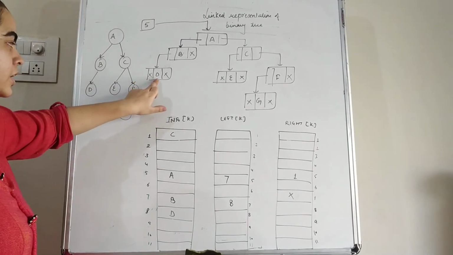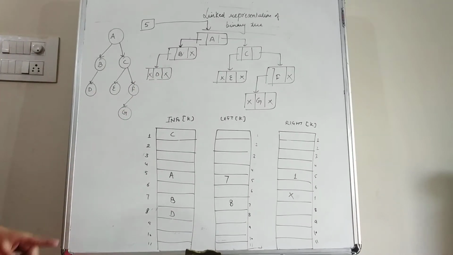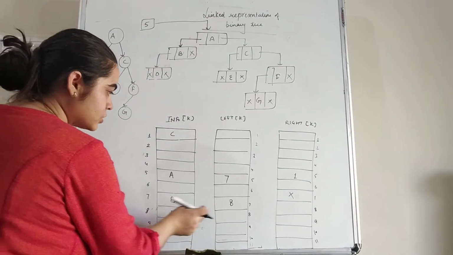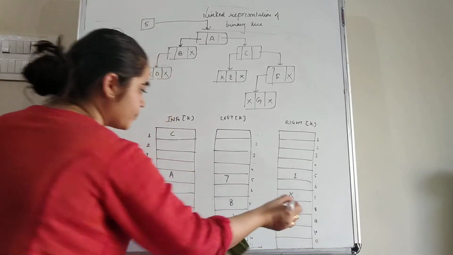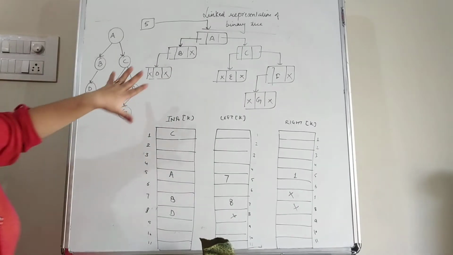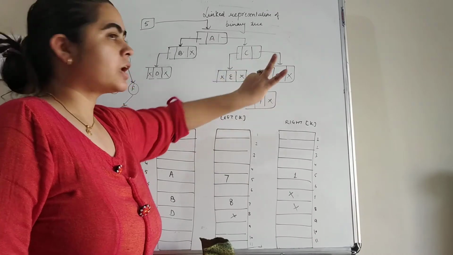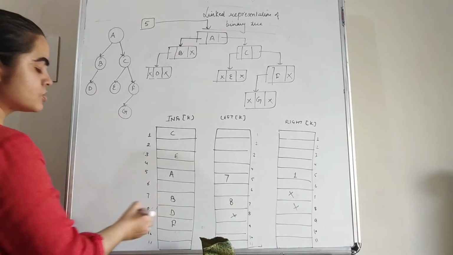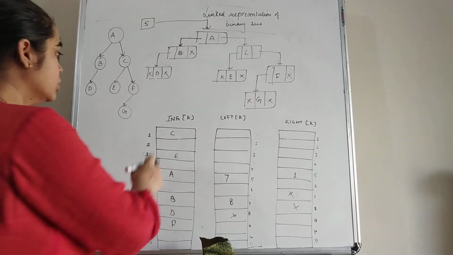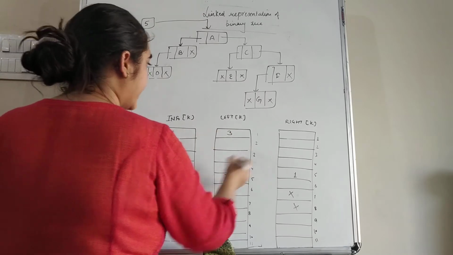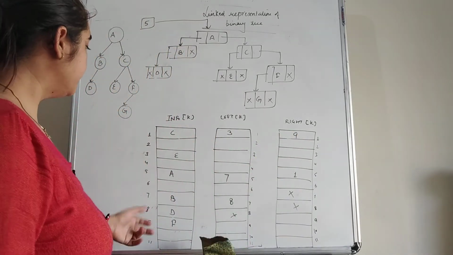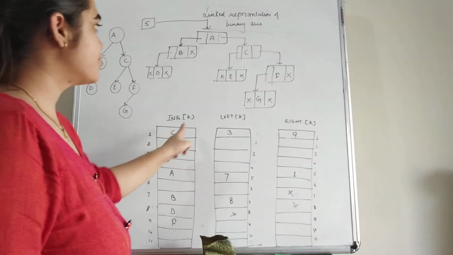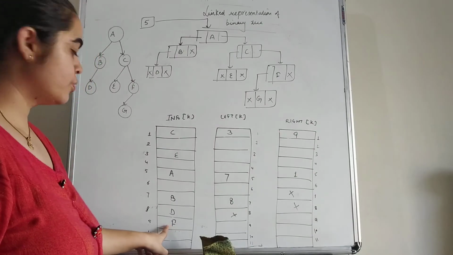Now students, for D we have to put a cross on both sides because there is no left and right child for D. So in front of this location in both arrays we put a cross. Now for C there are both left and right children. Suppose E is stored at the 3rd memory location and F is stored at the 9th memory location. So in front of C we write 3 and 9, because the left child E is stored at memory location 3, and the right child F is stored at memory location 9.